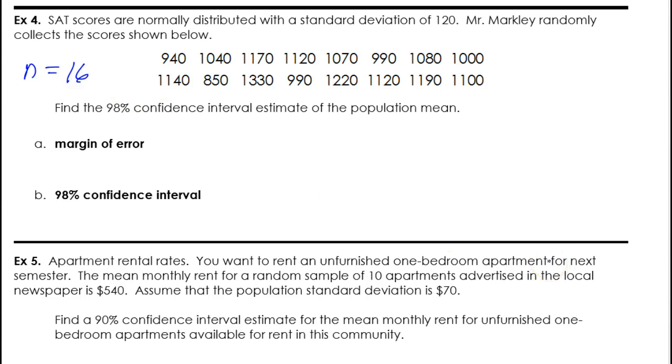The other thing that they don't give you is the sample mean. You know how to calculate the mean. You just add all those up and divide by 16. Go ahead and keep the decimal, and leave it to 1 decimal place. I'm told if we added all these up and divided by 16, we get 1,084.3.